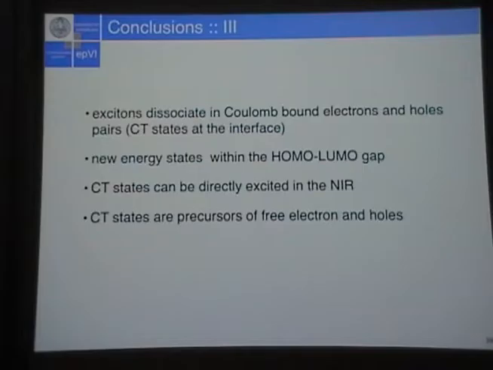So we have seen that the exciton dissociates into Coulomb-bound electron-hole pairs and forms this CT state. Well, it's quite straightforward; there are different independent experiments showing that. But we also see that these CT states can be directly excited, not in the second state, directly excited by shining infrared light on your device. And secondly, we think that the electron-hole pairs we generate in our cell pass through this CT bottleneck, so to say. CT states are precursors for electron-hole pairs.